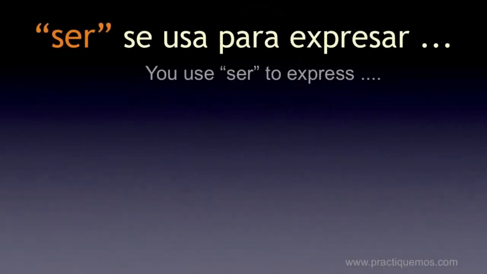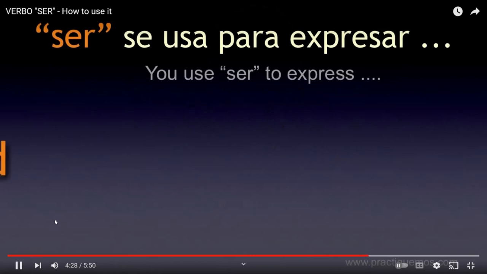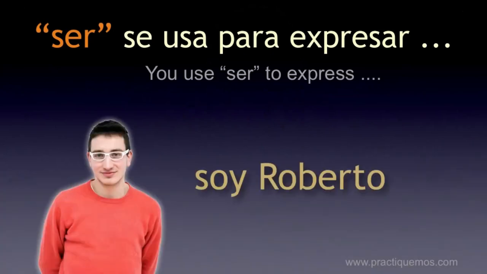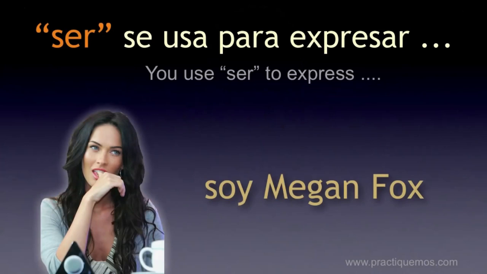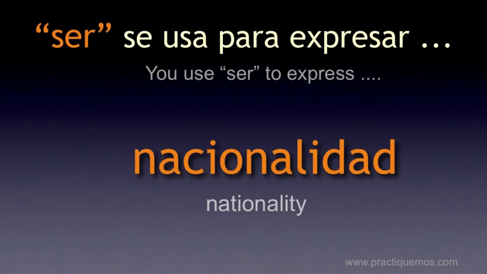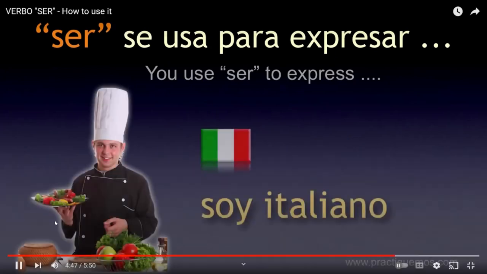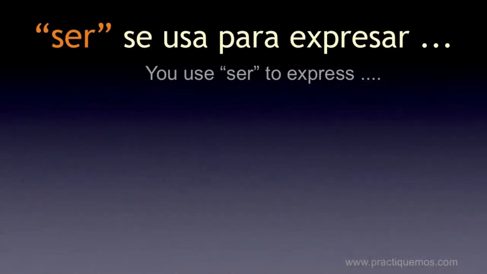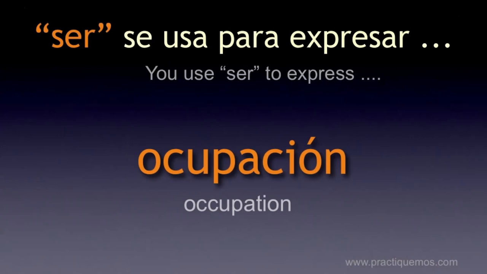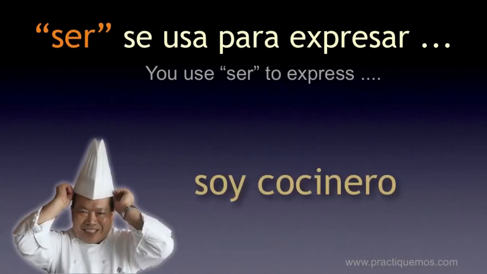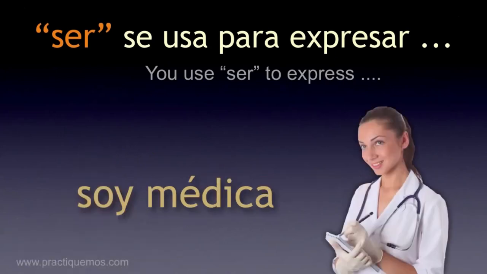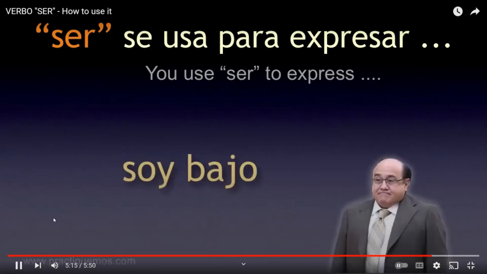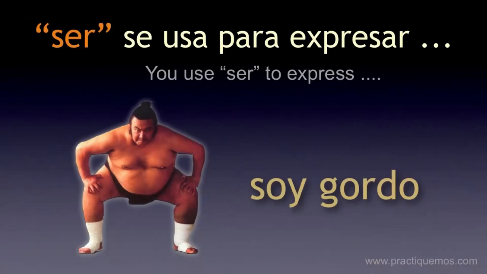Recuerda. Ser se usa para expresar. Ser is used to express identidad. Identity, who somebody is. Soy Roberto. Like this. Soy Megan Fox. Like this. Nacionalidad. Nationality or origin, where somebody is from. Soy italiano. Somos alemanas. Ocupación. Occupation, a job. Soy cocinero. Soy médica. Descripción. Description, whether it's physical or personality, either way. Soy bajo. Soy gordo.